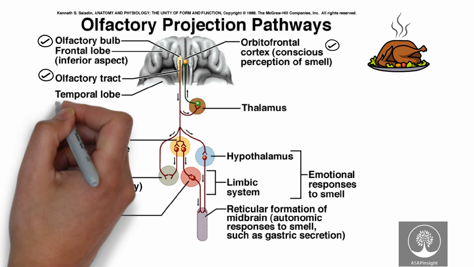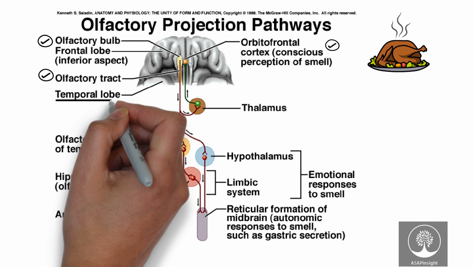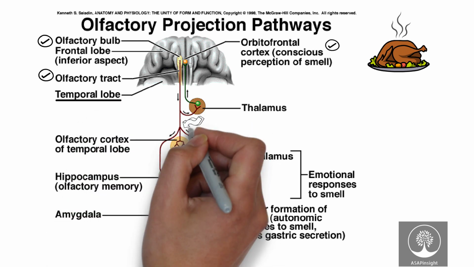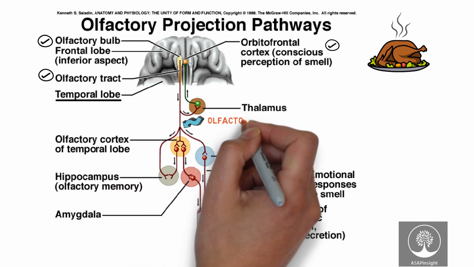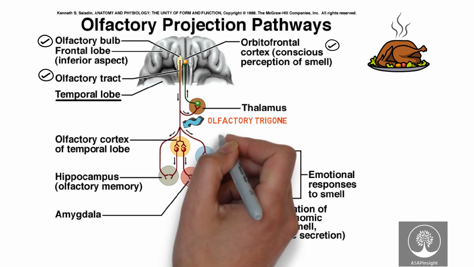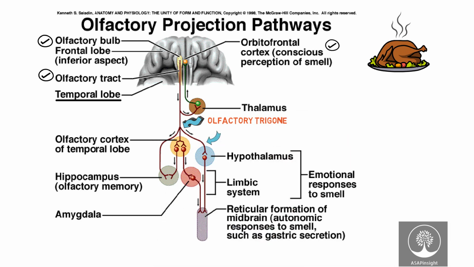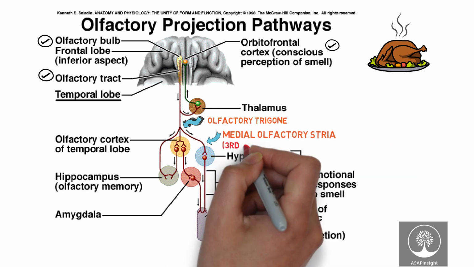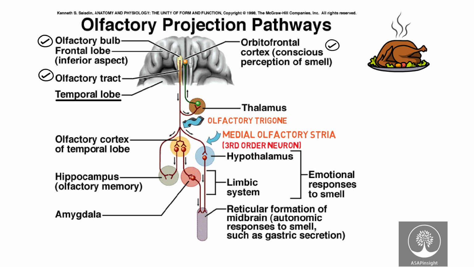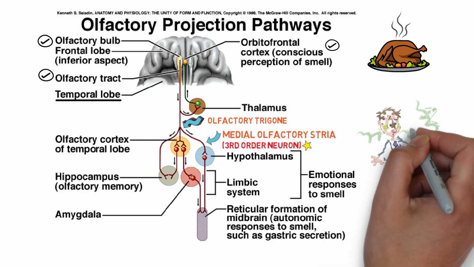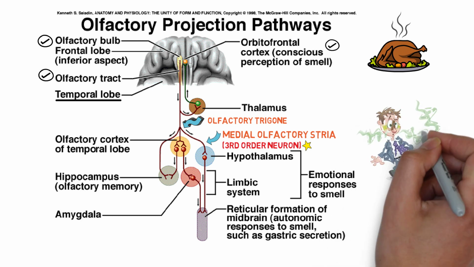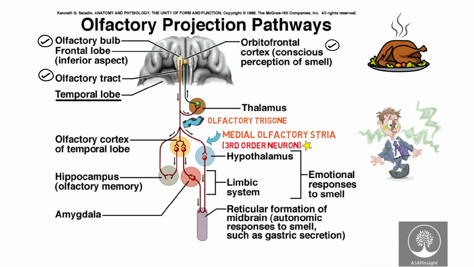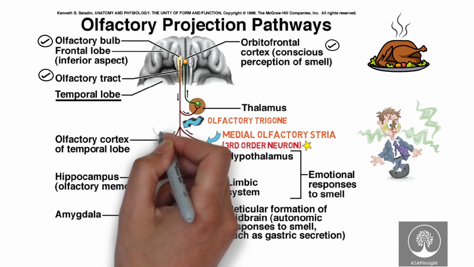The olfactory tract extends into the temporal lobe, where it bifurcates into two branches. This area of diversion is called the olfactory trigone. After the bifurcation, the branch on the medial side is called the medial olfactory stria. This is the third-order neuron. This third-order neuron synapses with the hypothalamus and further extends into the limbic system. This center controls the emotional responses to smell. For example, you cringe when you smell a fart.